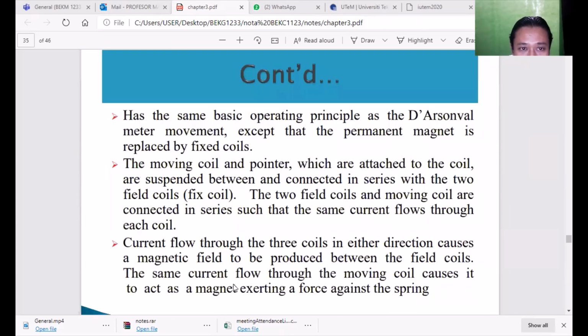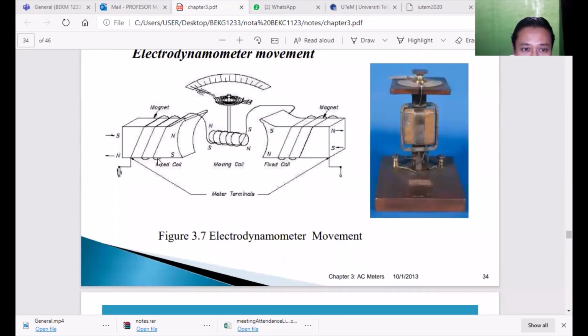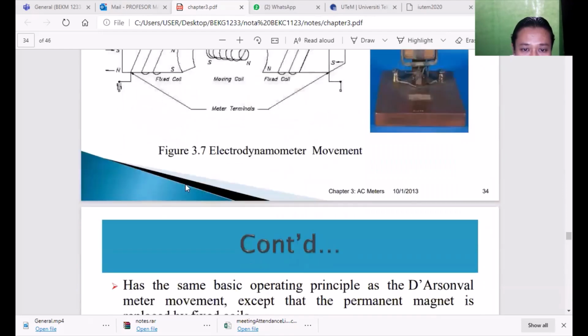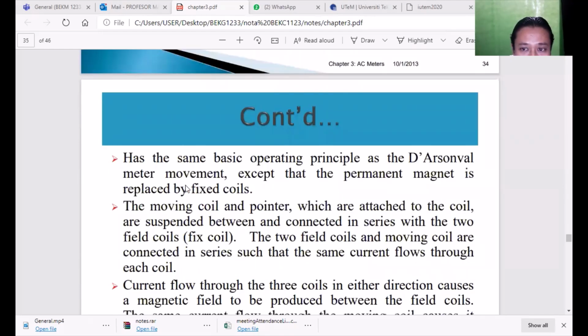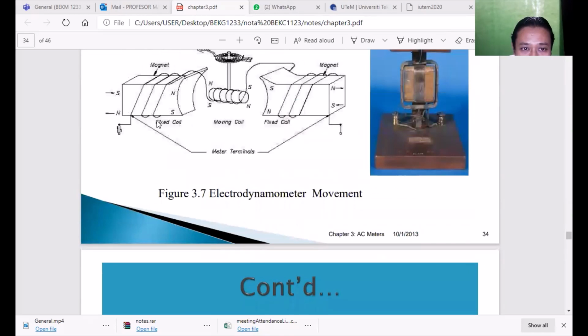So it has the same basic operating principle as the ensemble meter movement, except the permanent magnet is replaced with the fixed coil. For the ensemble, they use the permanent magnet, but for the electrodynamometer, they use the fixed coil. The moving coil and pointer which attach to the coil are suspended between, and connected in series with, two field coils. So we call them the field coils here.